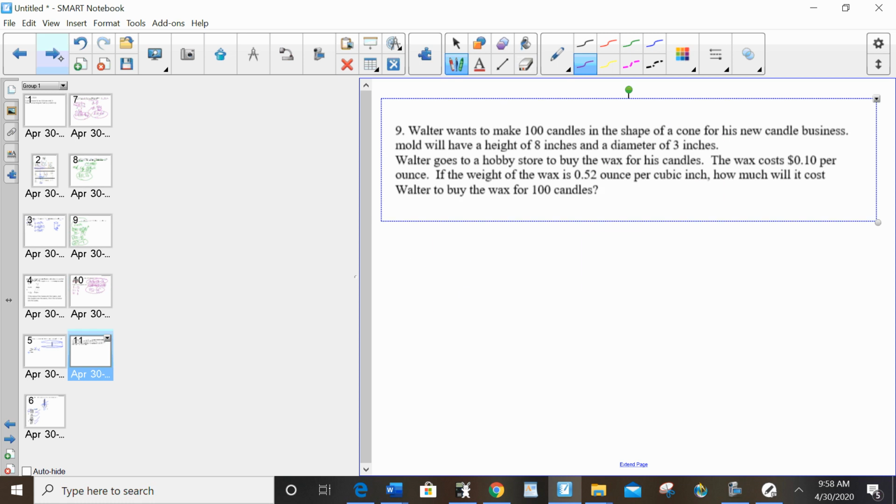Walter wants to make 100 candles in the shape of a cone for his new candle business. Congratulations, Walter. Each mold will have a height of 8 and a diameter of 3. So I'm going to make a cone. The diameter is 3. The height is 8. We're talking about cost and everything else, so I'm going to end up doing unit analysis. The first thing I have to do is find the volume. Are my units good? Inches, inches, cubic inch, yes. So I don't have to do any conversions.